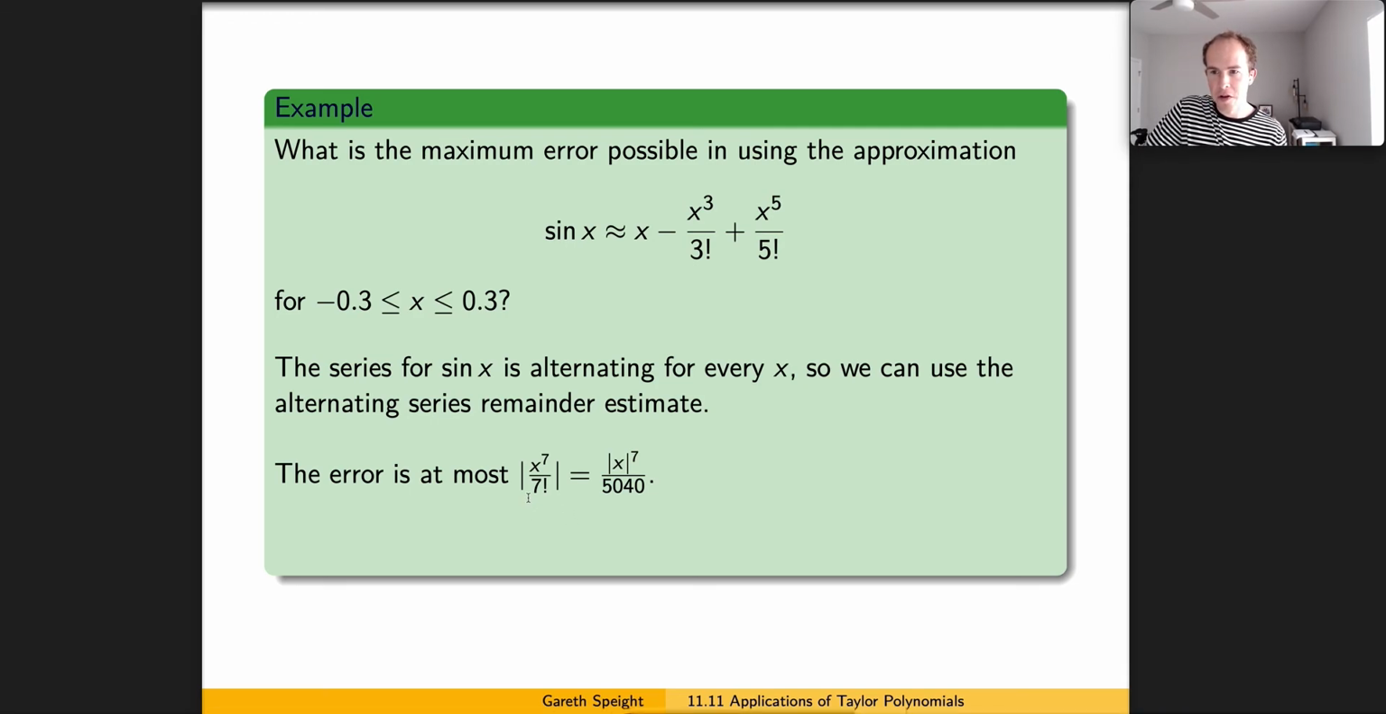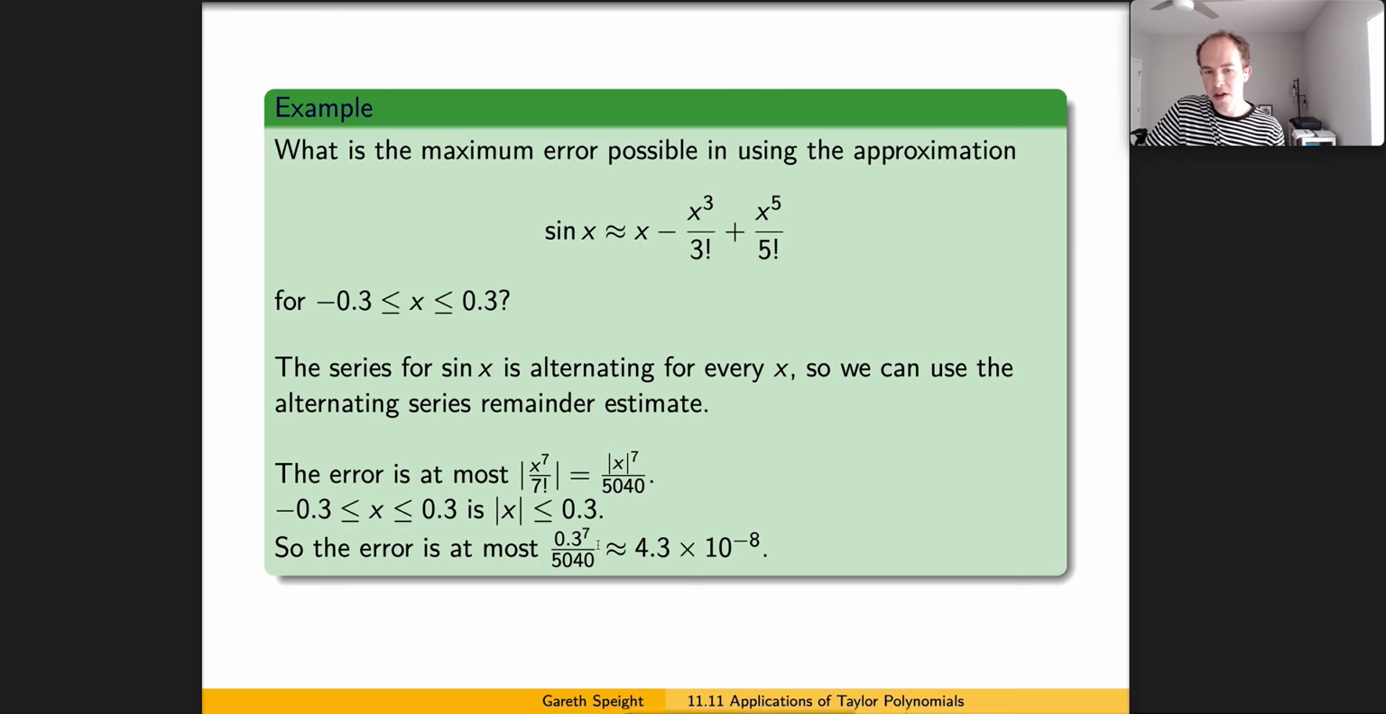It's going to be the absolute value of x to the 7 over 7 factorial, or the absolute value of x to the 7 over 5040. And then we know that x is between negative 0.3 and 0.3. So that means absolute value of x is less than or equal to 0.3. So we bound this by 0.3 to the power of 7 over 5040. It's around 4.3 times 10 to the negative 8. So this is a really good approximation of sine x if x is between negative 0.3 and 0.3.